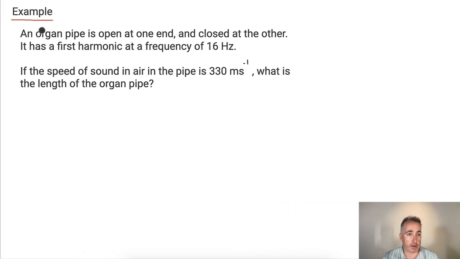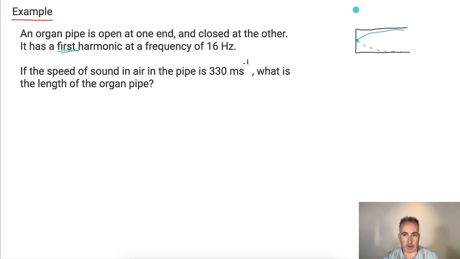So we have an organ pipe, and it's open at one end, closed at the other. Right away, before anything else, I'm just going to try to draw that. So here is my organ pipe, open at one end, closed at the other. I know for sure that I need a node here. Now, it has a first harmonic. Remember what that means? That means it's the simplest one. It's just this one here. This is your first harmonic.